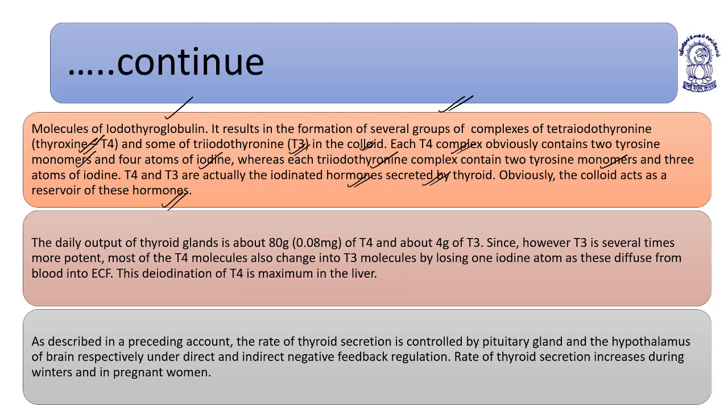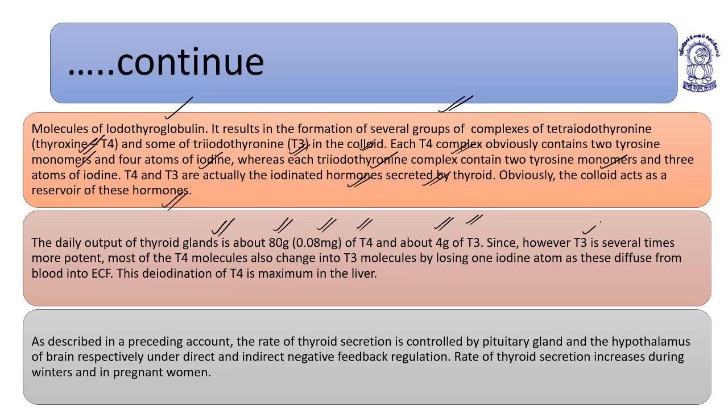Colloid basically acts as a reservoir of these hormones. This is about the formation of the molecules of T3 and T4, triiodothyronine and tetraiodothyronine. The daily output of the thyroid gland is about 80 micrograms, that is 0.08 milligrams, of T4, and about 4 micrograms of T3.